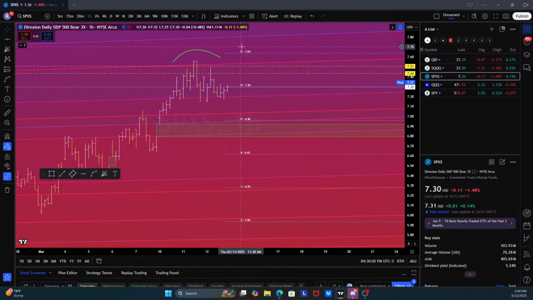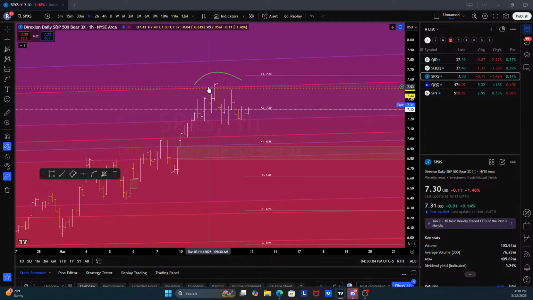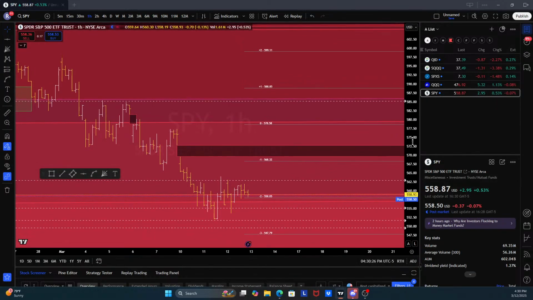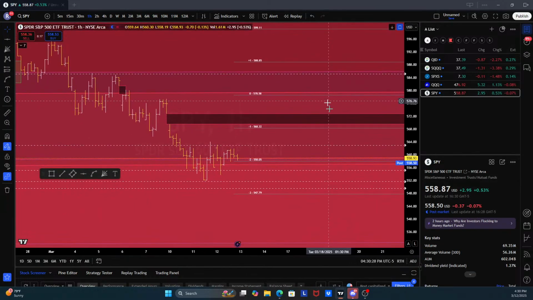SPXS. We can see the same type of movements. It briefly broke above this support level or resistance level, and then we saw a sharp sell-off back down to the downside, and then we saw some resistance hold up right here, which today kept a lot of people from actually catching more upside on SPY.